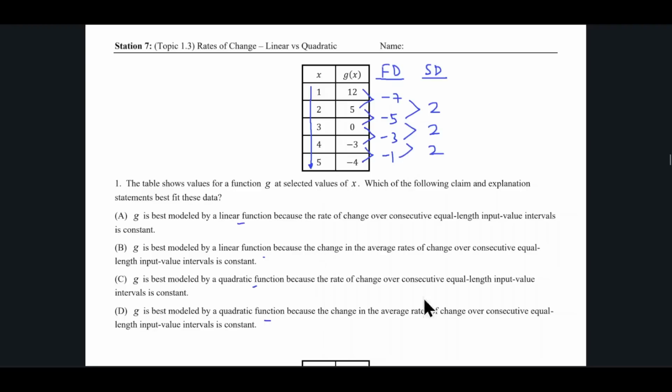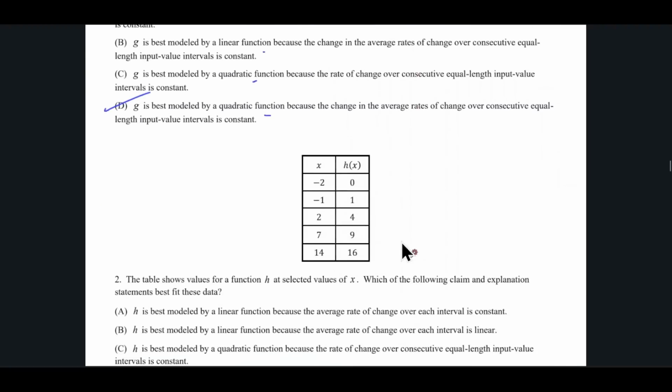The second difference is the same, so I think this is the answer where they are saying that the change in the average rate of change is constant, right? Option C is saying that the rate of change is constant. The rate of change is not really constant. If that was constant, this would have been linear. The change in the average rate of change is constant. Change of change, so the second difference, that's constant. That's why it is quadratic. So that's the correct reasoning.